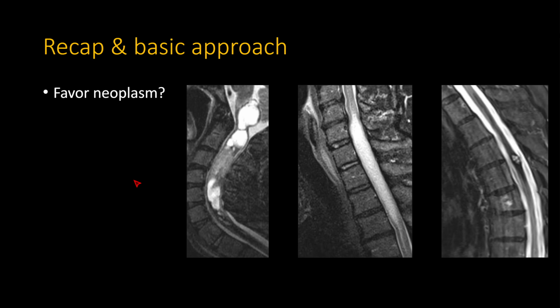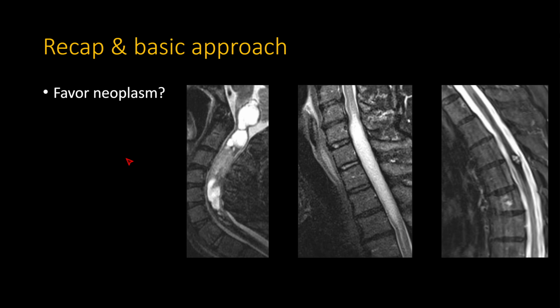So we went over a lot of etiologies of spinal cord lesions. We'll do a quick recap and a very basic approach. This basic approach doesn't include everything that you can see in the spinal cord, but I think it's a good starting point as you're learning.